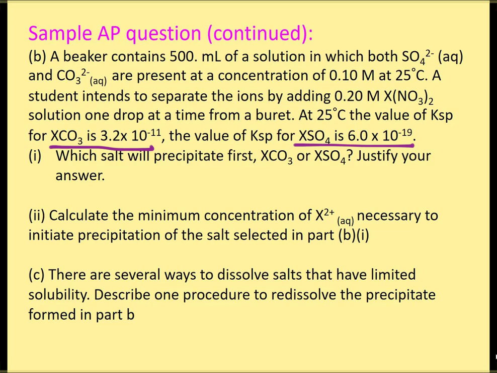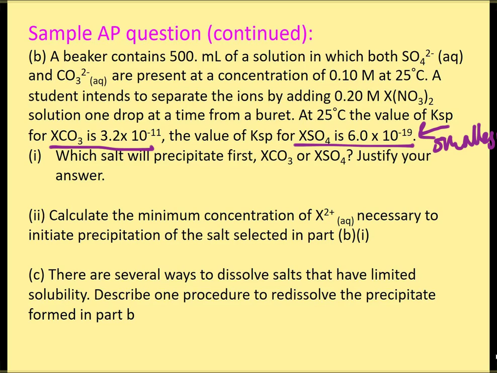So that means I need to give the answer and then tell why. And looking at those Ksps, I find that this is my smallest one, and your smallest Ksp will always precipitate out first. So when you're doing drop by drop, this is the one that's going to precipitate out first.